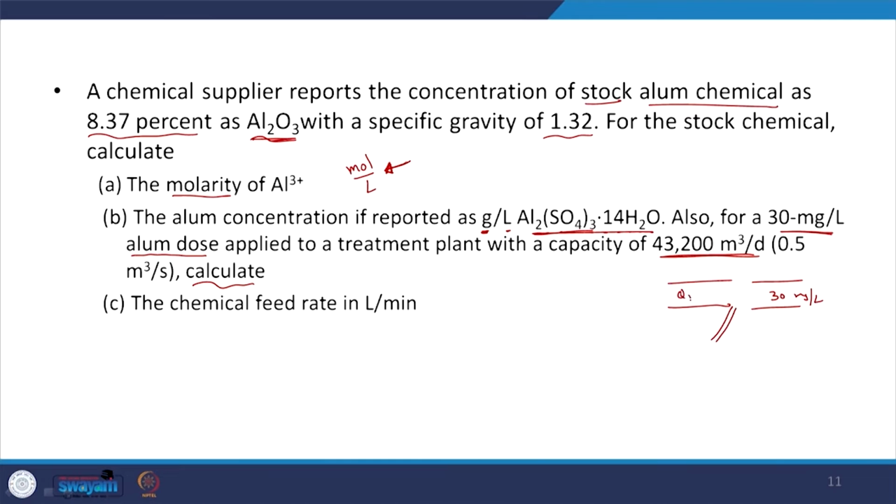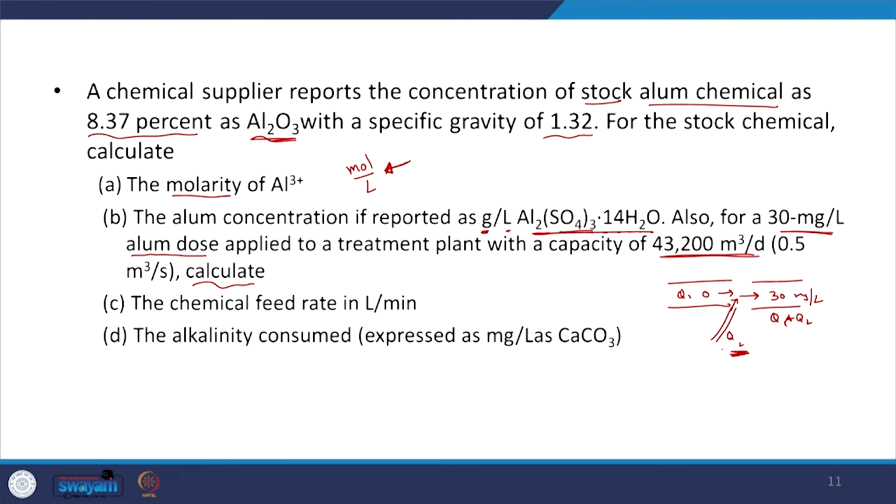So, I have Q1 and Q2. Q2 has alum, Q1 has 0 concentration of alum, Q2 has this concentration of alum. So, both will mix and finally, I will end up with this 30 milligram per liter in Q1 plus Q2, let us say, right. So, this is what we have. Yes. So, how much is this feed rate? How much feed rate do I need?